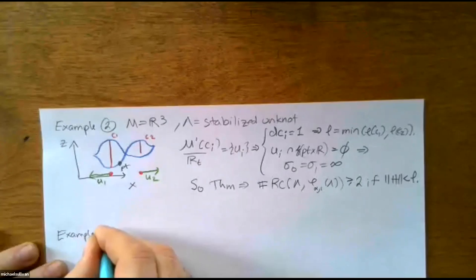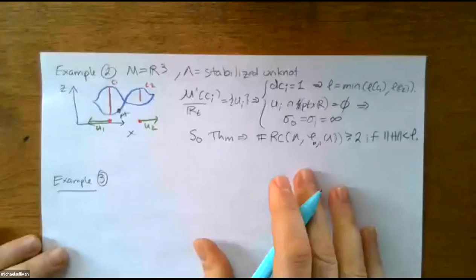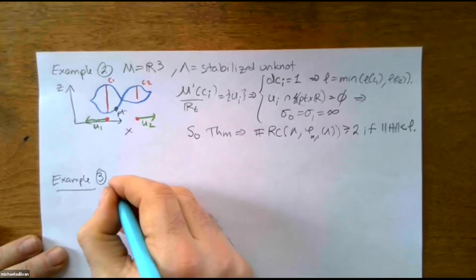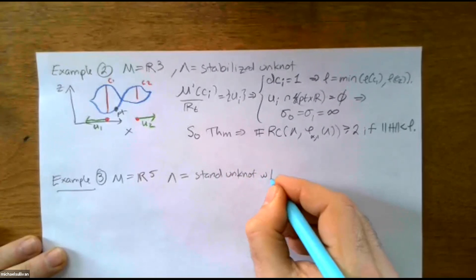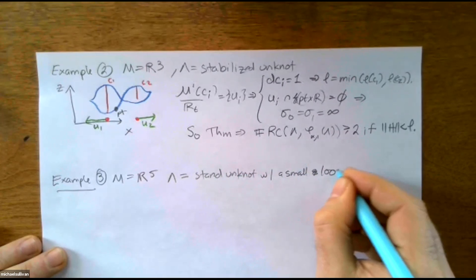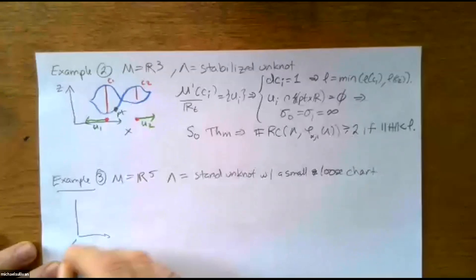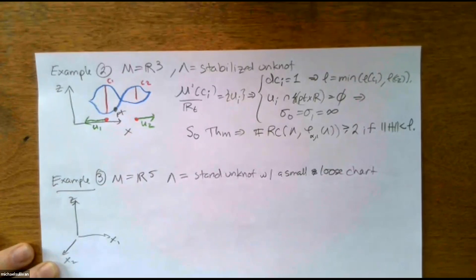So this one is actually a different flavor. The proof is not related to the theorem, but let's pick M as R^5, and let's let lambda be the standard unknot with a small loose chart. I'm not very good at drawing those sorts of things, but at least I can draw the standard unknot. Okay, so here we have the standard unknot.